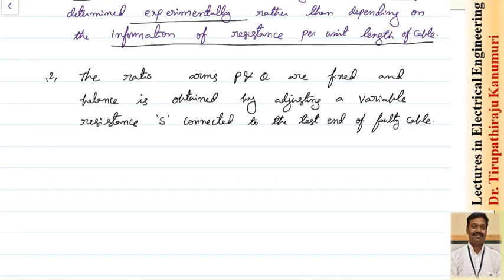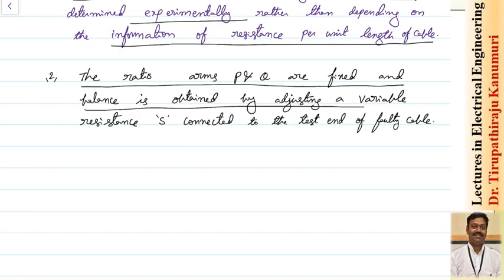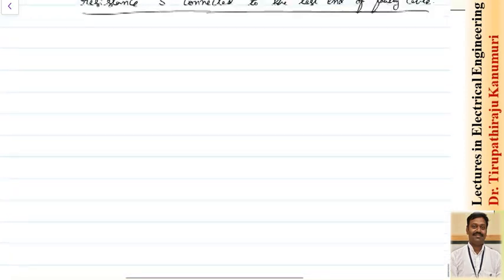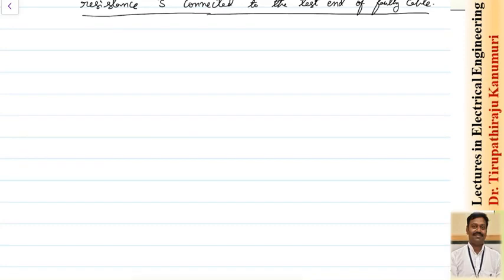And the second one: the ratio arms P and Q are fixed here, and the balance is obtained by adjusting a variable resistance S which is connected to the test end of the faulty cable. Let us see the first setup for the case of earth fault. We will do the derivation, then we will go to the case of the short circuit fault.